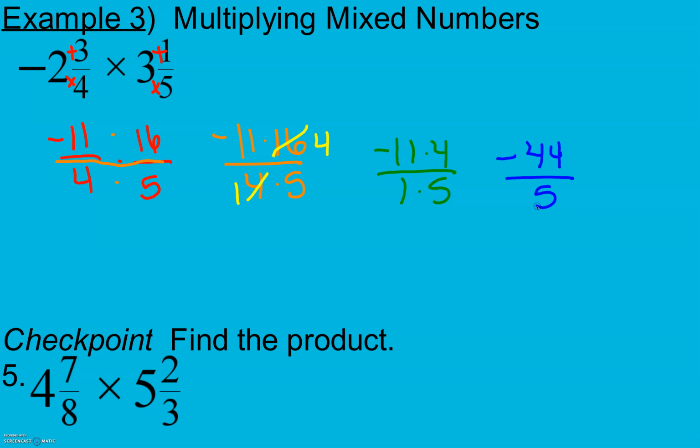over 5. Since 44 is bigger than 5, we have to divide to switch it into a mixed number. 5 goes into 44 8 times, which is 40, and I have a remainder of 4. So my answer here then is negative 8 and remainder over denominator, 4/5.